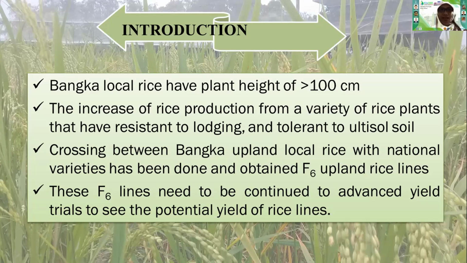Introduction. Bangka local rice has plant heights of more than 100 centimeters. The interest is in rice production from a variety of rice plants that have resistance to lodging and are tolerant to ultisol soil. Crossing between Bangka upland local rice and a national variety has been done and obtained filial upland rice lines. Thus, the filial lines need to continue to advanced yield trial to see the yield potential of the rice lines.